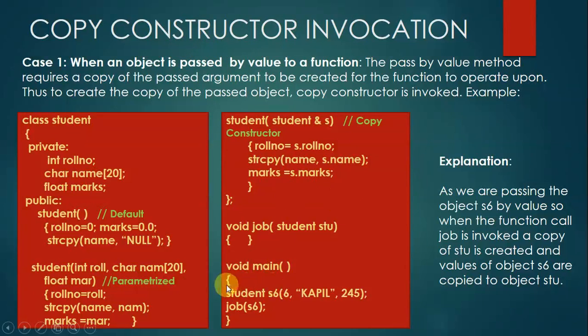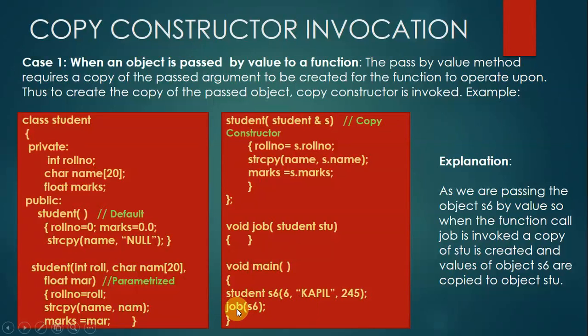So when I say void main, student S6 (6, couple, 245), it means I'm creating an object S6 and the data members are getting these values. So I hope you remember which constructor will be invoked this time. In this I am passing values to the data members of the object, so the parameterized constructor will be invoked. Let us revise again. In the default constructor, we are not passing any argument. In the parameterized constructor, we are passing the values for the data members of the class, and in the copy constructor, we are passing an object as a parameter.